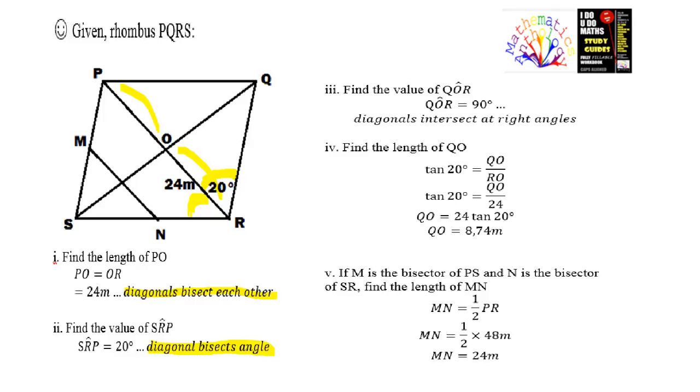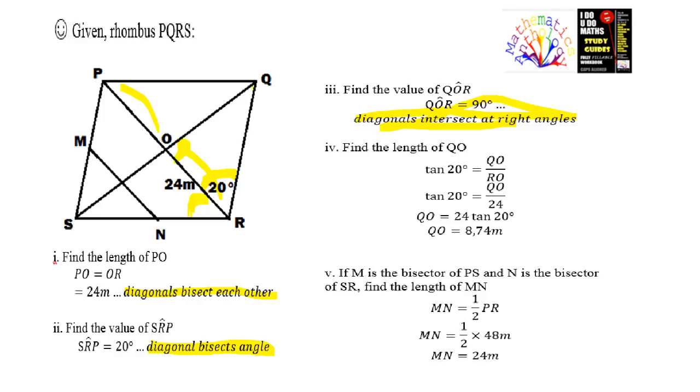The next one, find the value of QOR. So QOR is equal to 90 degrees. I know this because the property of a rhombus is that the diagonals intersect at right angles. Find the length of QO.